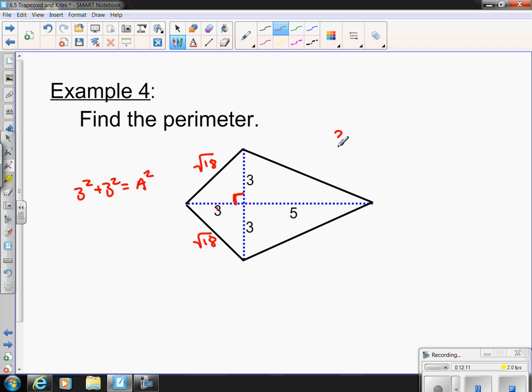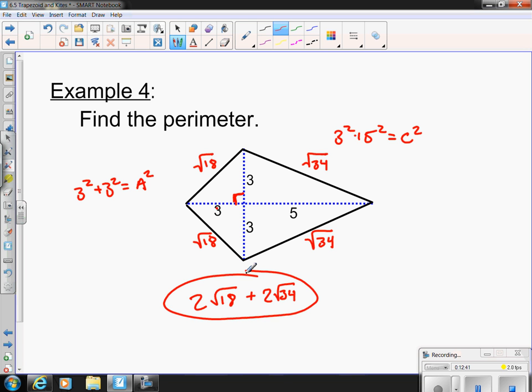This side over here will be 3 squared plus 5 squared, which equals, we'll call that c squared. 9 plus 25 is 34. So this is the square root of 34. And this has to be the same. So square root of 18, I'm adding two things that are the same. Add up all the sides.